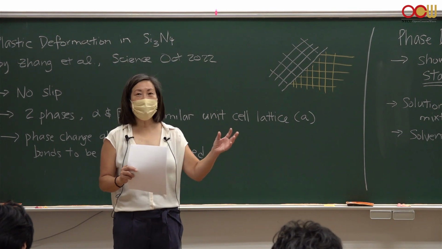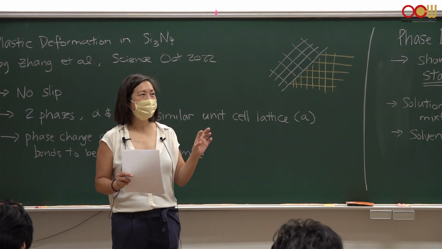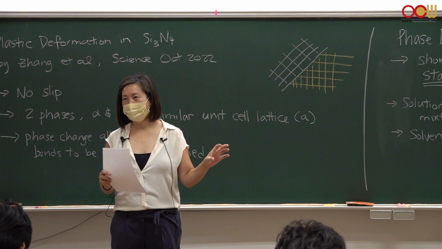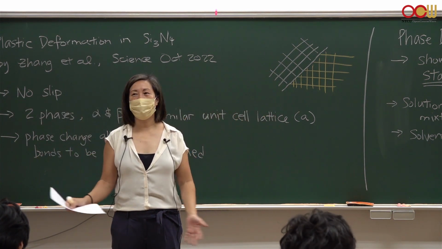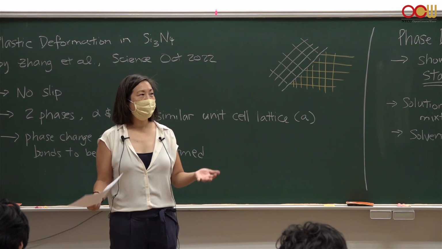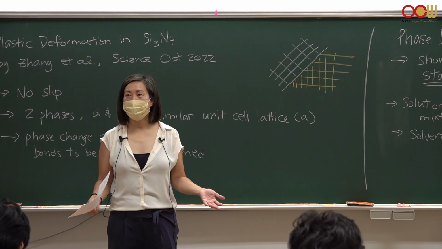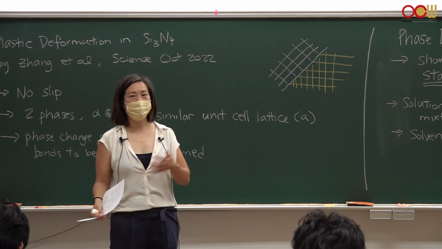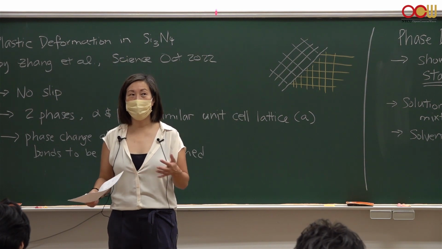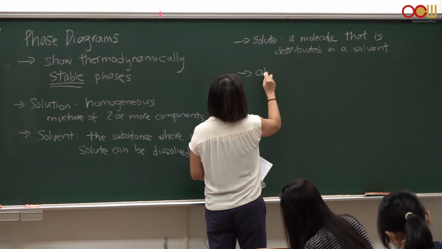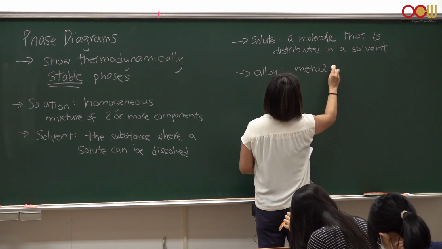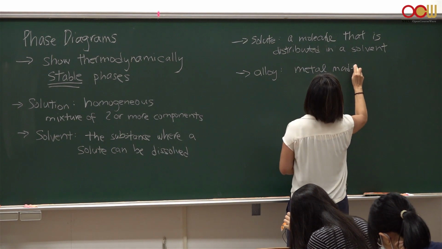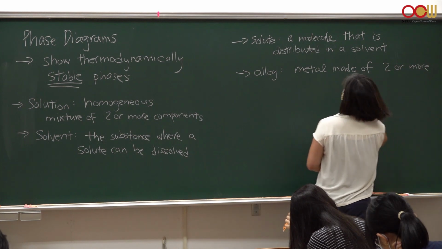So the component that is a lot less, usually we say that that's the solute. And the component where the crystal structure or the phase is not changing, that is the solvent. And usually there's a lot more solvent than there is solute in a solution. An alloy is a solid solution. It's a metal made of 2 or more components.